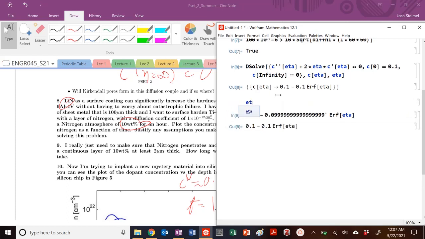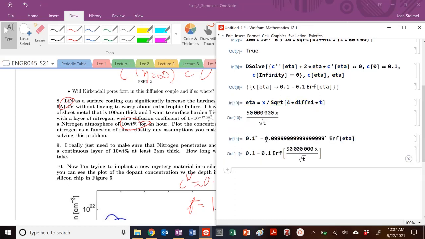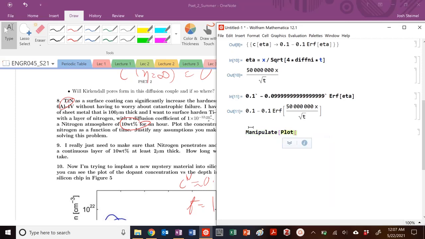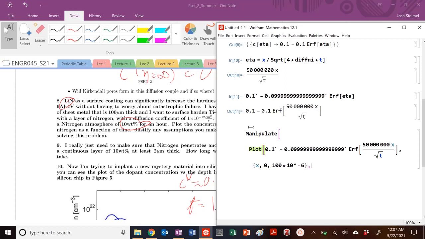And we're also going to say that eta equals x divided by the square root of 4 times diff ni times t. When I do that, I can look at this function, and now I can do my nice little Manipulate plot. I want to plot this function as x goes from 0 to 100 micrometers, 100 times 10 to the minus 6. Then I'm going to manipulate this plot, with PlotRange All.